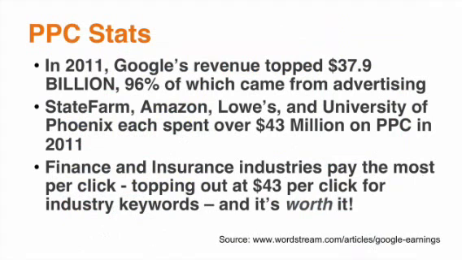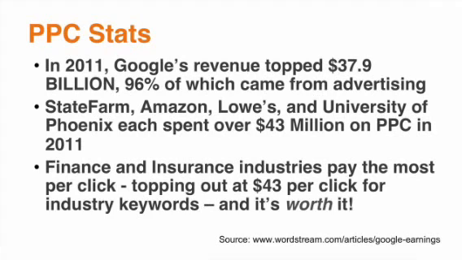Some interesting pay-per-click stats I just thought I'd share with you. This is pretty amazing. In 2011, Google's revenue topped $37.9 billion. It's just an amazing number for a company that, geez, I believe is less than 15 years old now, or right around there. $37.9 billion, 96% of which came from advertising, and the far majority of which came from this pay-per-click advertising that we're talking about today.